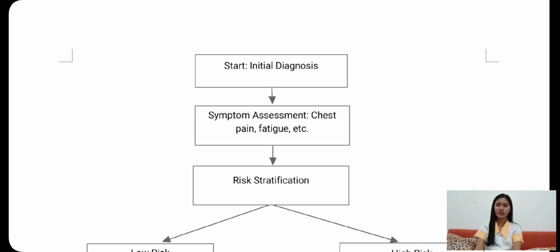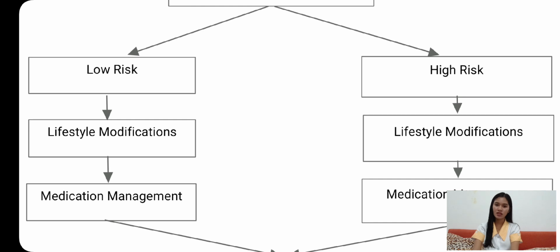Next is risk stratification. Based on the symptom assessment, patient history and potentially initial test results like blood tests, ECG or non-invasive imaging, the clinician categorizes the patient into a low-risk or high-risk group. This stratification is crucial as it informs the intensity of the subsequent treatment plan. So let's proceed with the low-risk patient.